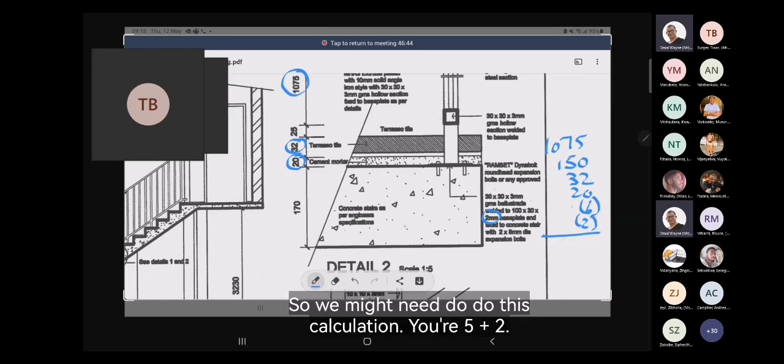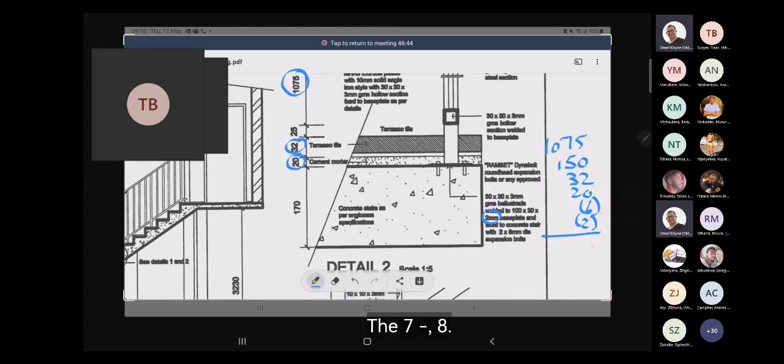So when I did this calculation here, 5 plus 2, 7, minus 8, 9, that is 11, plus 5 gives me 16. 1, 2, 6, 9. The length of these balusters.